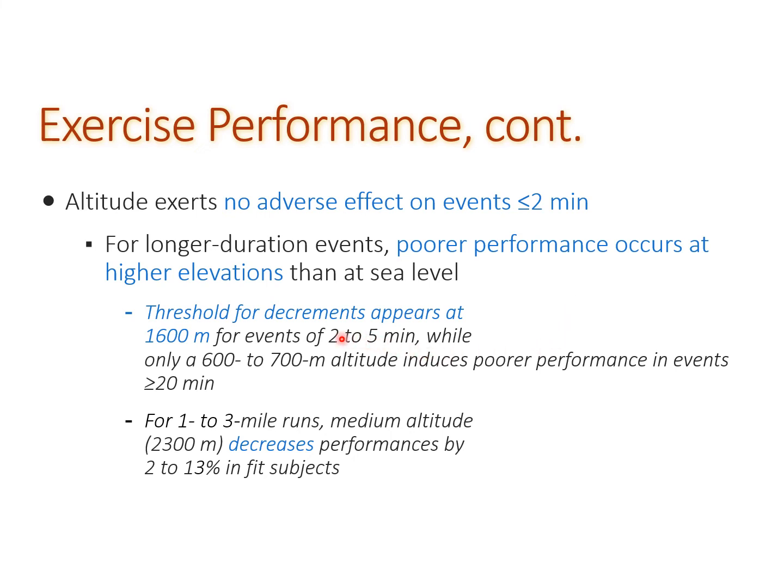So the threshold for these decreases appears at about 1,600 meters for events that last 2 to 5 minutes. And we start to see decreases in performance at 600 to 700 meters for events that last greater than 20 minutes. So an example of this is if you did 1 to 3 mile run, this medium altitude of 2,300 meters would actually decrease performance by 2 to 13% in fit subjects. So running at altitude, doing any type of sport really at altitude is going to significantly decrease performance.